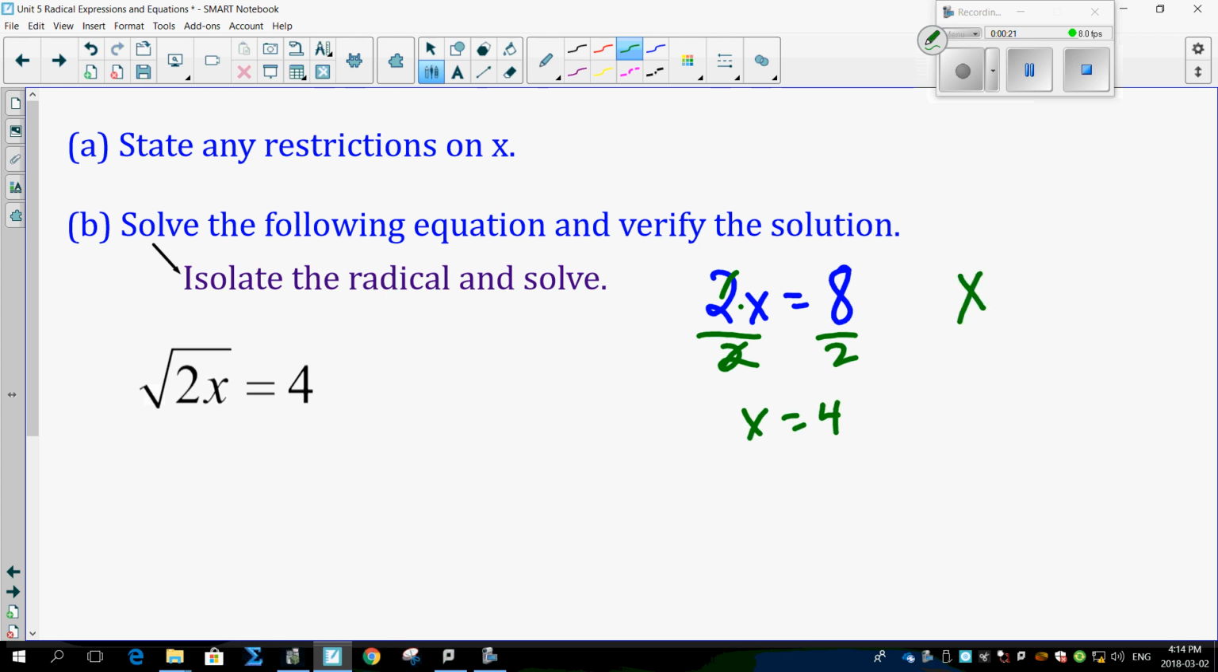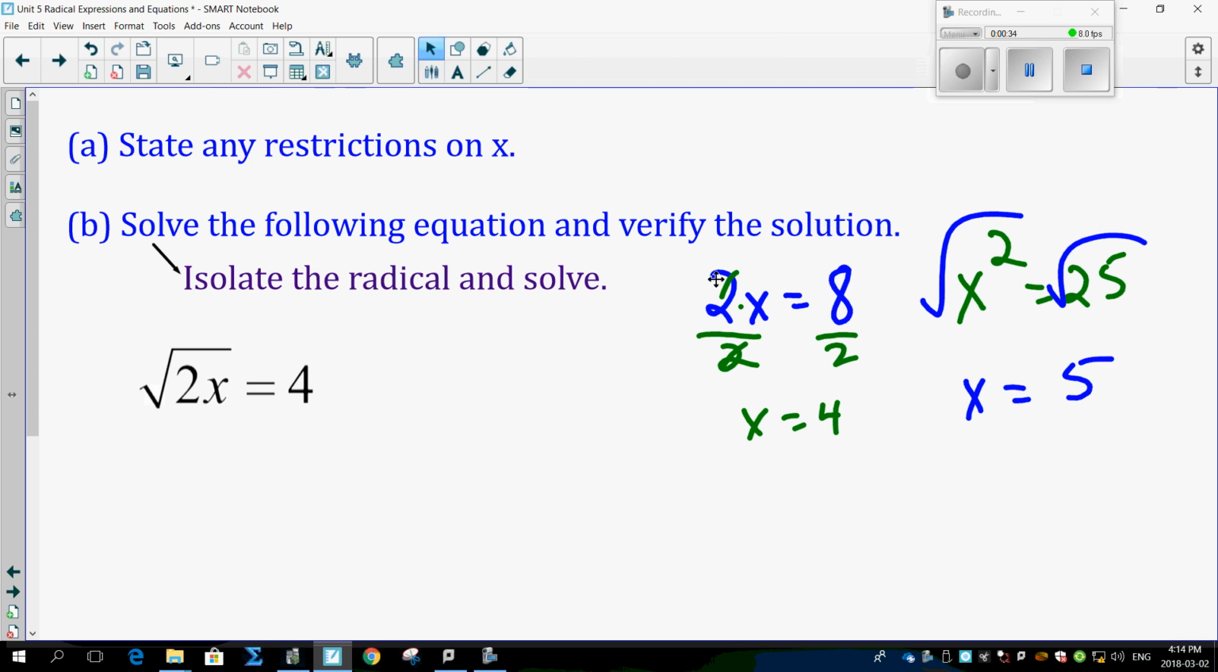Even if you had something like x squared equals 25, what do you do to solve it? Yeah, of course, the opposite. Square root, square root. So now you've got x equals 5, right? Well, here's another thing that we've got to do.